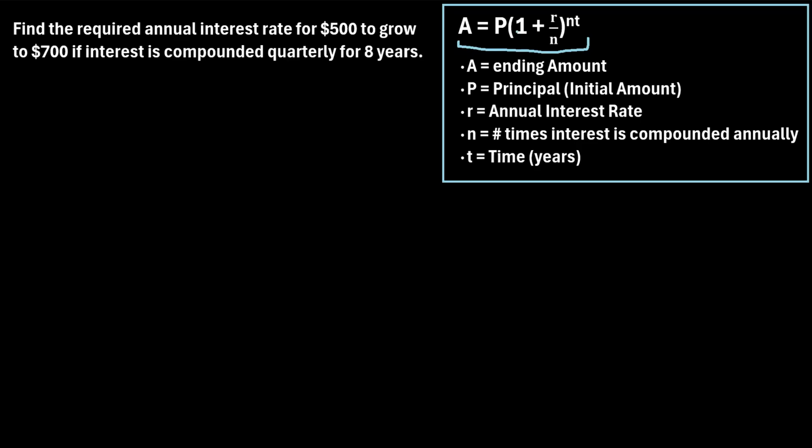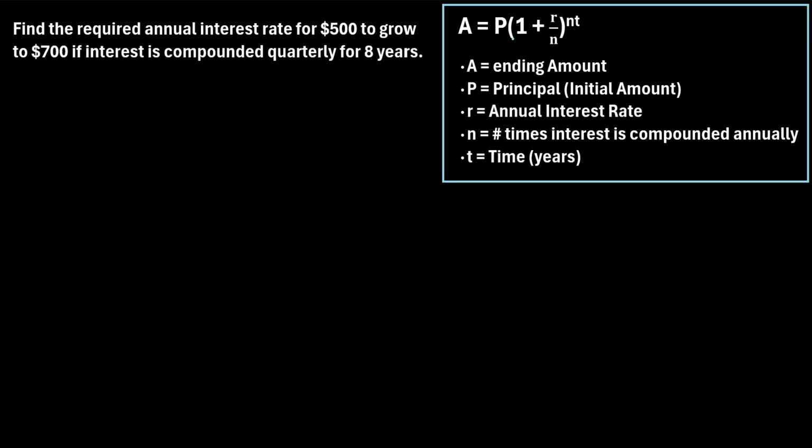A is equal to P times (1 plus R over N) to the power of N times T, where A is the ending amount, P is the principal or the initial amount, R is the annual interest rate, N is the number of times that the interest is compounded annually, and T is the time or the years. So for this example, we're going to use this formula and we're going to solve for R, the interest rate.